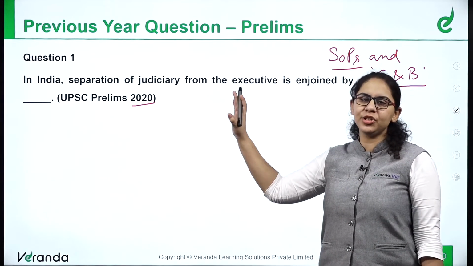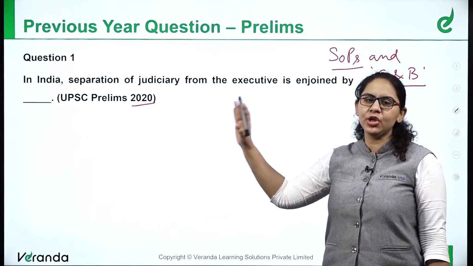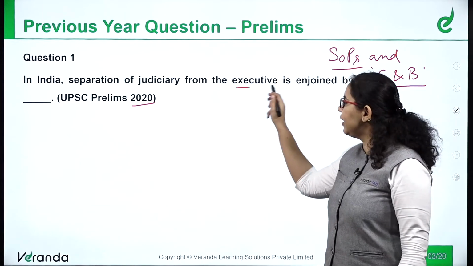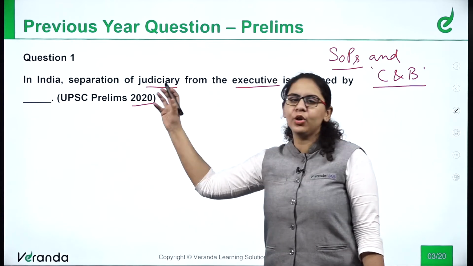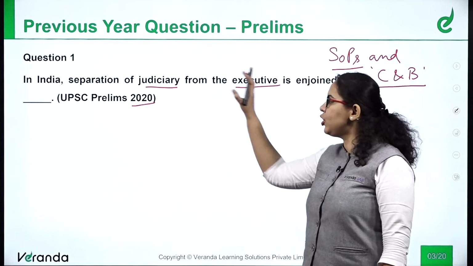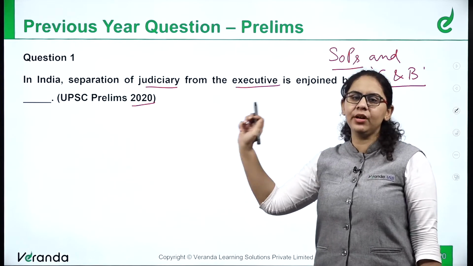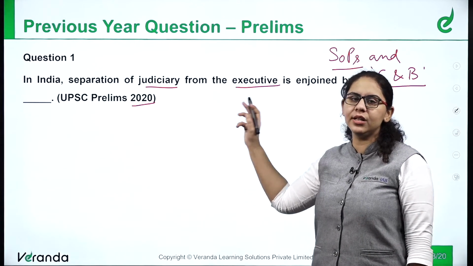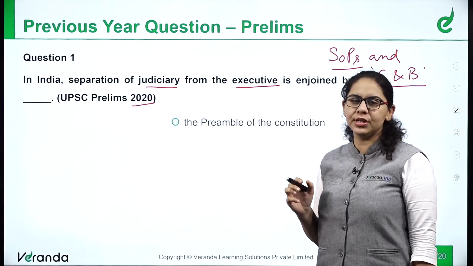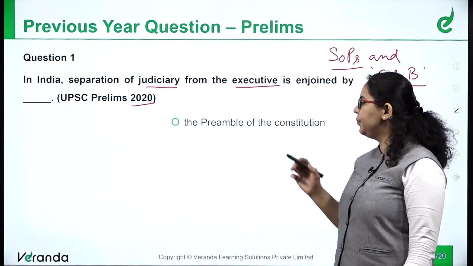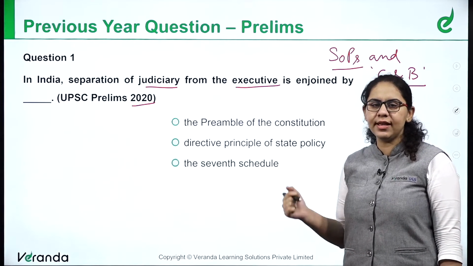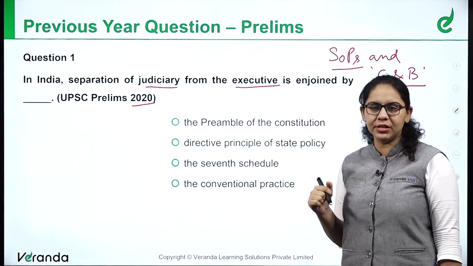So basically this question is asking: the separation of judiciary and executive, the two organs of government, is given in which part of the constitution, where in the Indian constitution. When we are talking about this, just remember what your approach will be. You have to read the question twice, thrice, then go to the options. The options given here were the preamble of the constitution, DPSPs, the 7th schedule or the conventional practice.